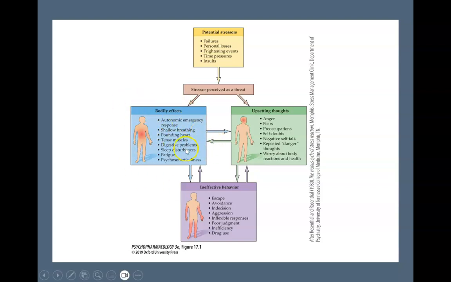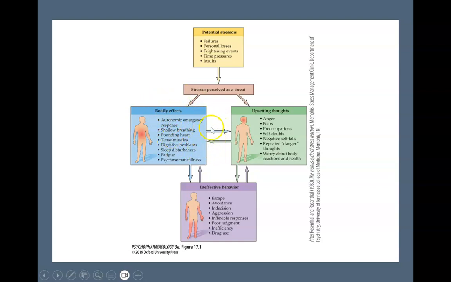So from the bodily perspective, a stressor is going to induce an autonomic emergency response. You're going to start hyperventilating, engaging in shallow breaths. And of course, it's been pretty well documented that shallow breaths lead to hyperventilation, which can potentially lead to panic attacks, even if you're not aware of it at the time. You're going to experience things like a pounding heart, tense muscles, digestive issues, sleep disturbances, fatigue, and maybe psychosomatic illnesses.